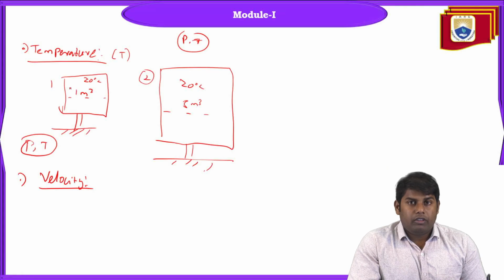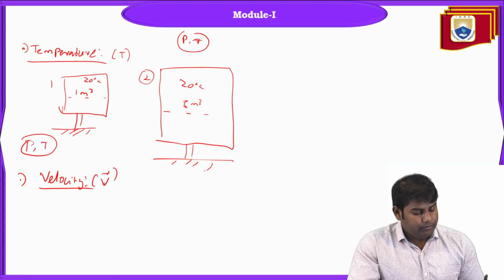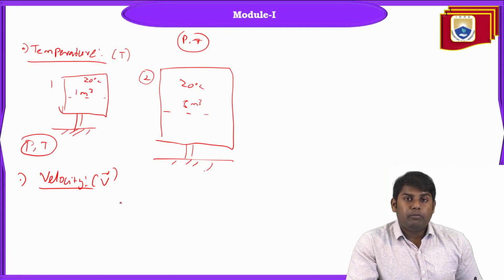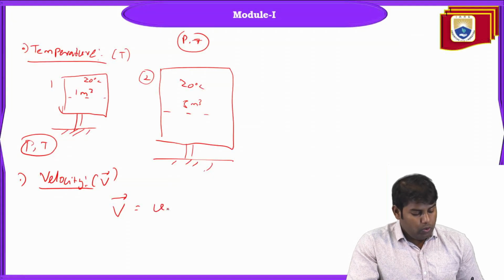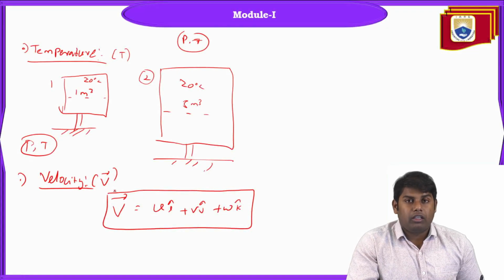Now we are taking velocity. Velocity V is a vector. Okay. Velocity V is a flow variable, for which we have to define direction and magnitude. If we write the vector, V bar is equal to u i cap plus v j cap plus w k cap. So this is a vector quantity for the velocity.